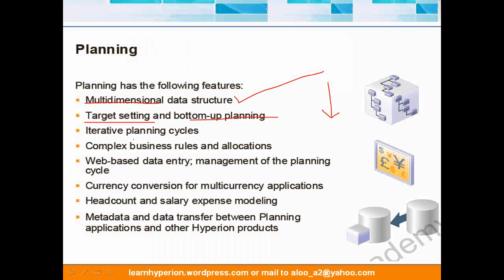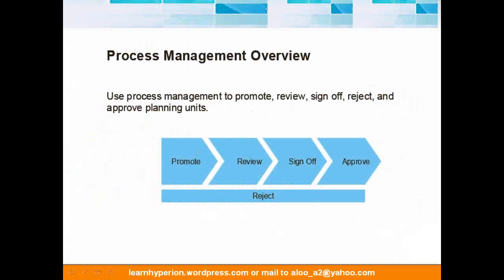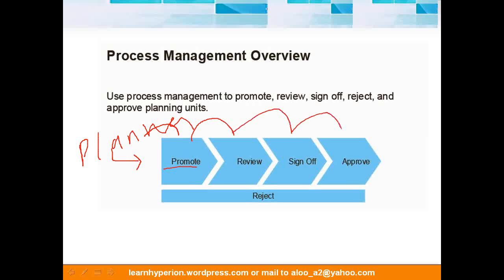Or bottom up. It goes through multiple iterative cycles, the one which we explained. You as a planner give to your manager, and when you give it, it is called promote. Planner will promote or give to the manager for review. Manager will review it. If he finds everything is good, he signs off, closes it, approves it. If during review he finds something wrong, he rejects it and it goes back to the planner. So it is an iterative process.